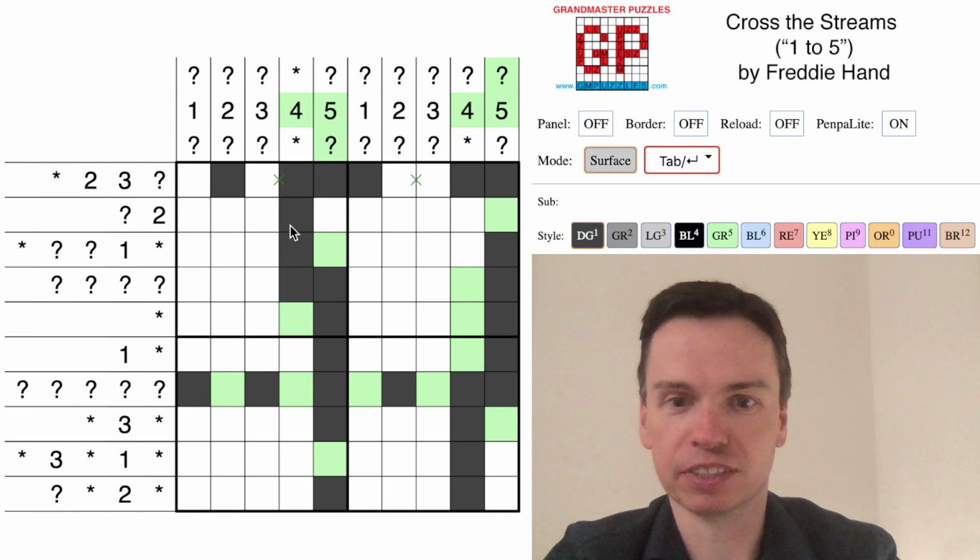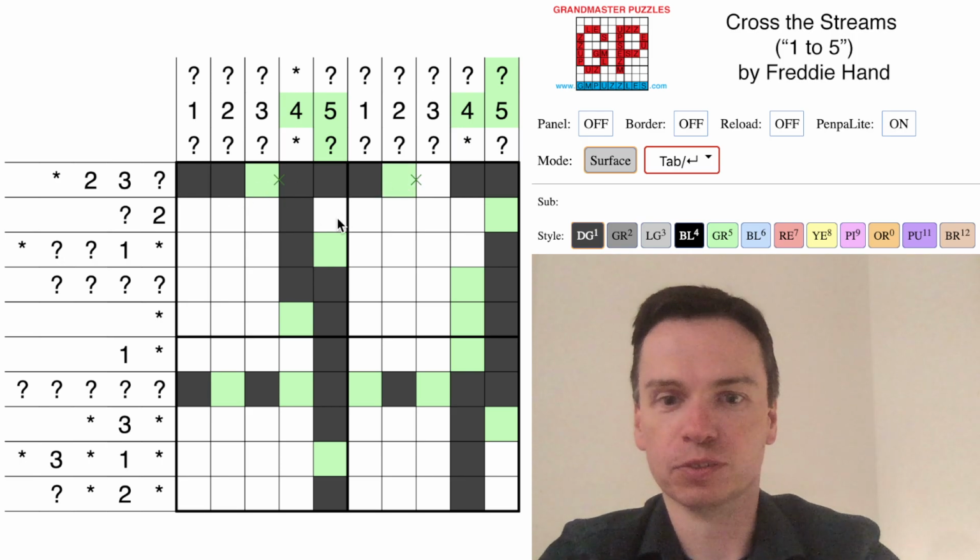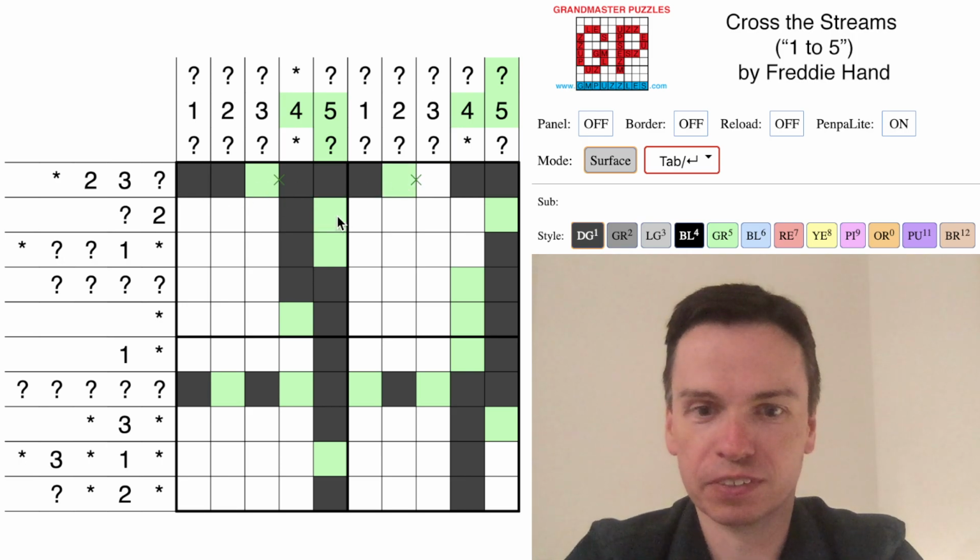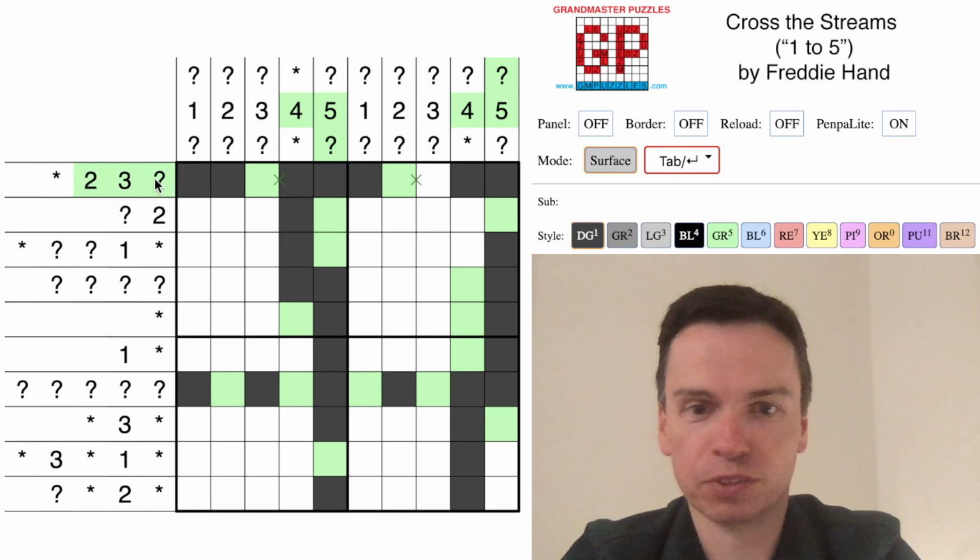Coming back to where I actually had gotten this group of 4 in, I actually now know for sure the 3 is here, the 2 is there. Mark those in. That now completes this row fully.